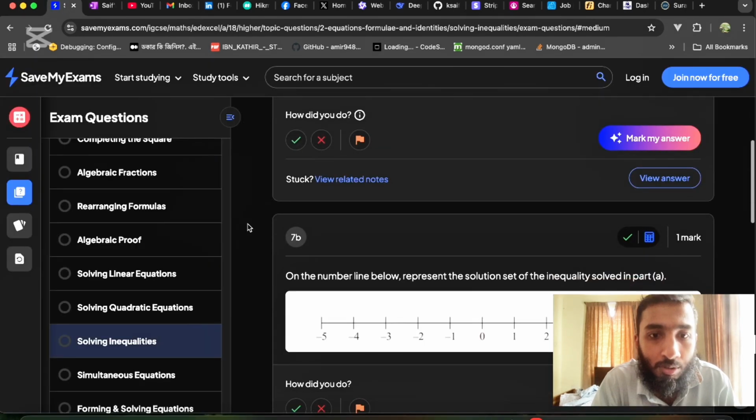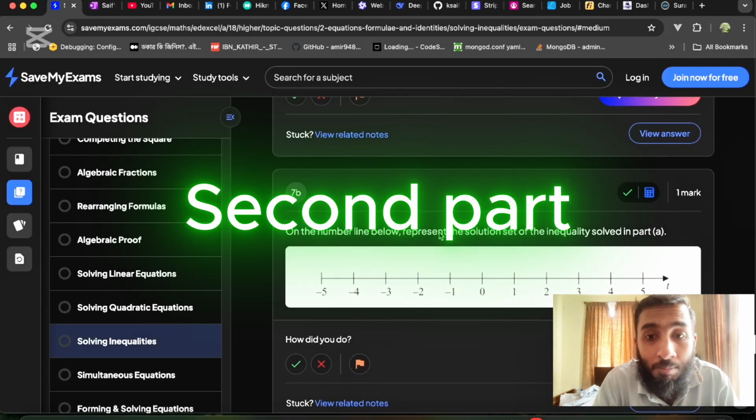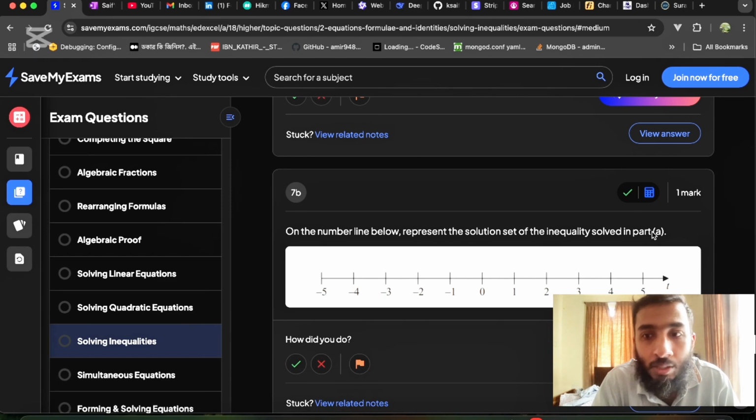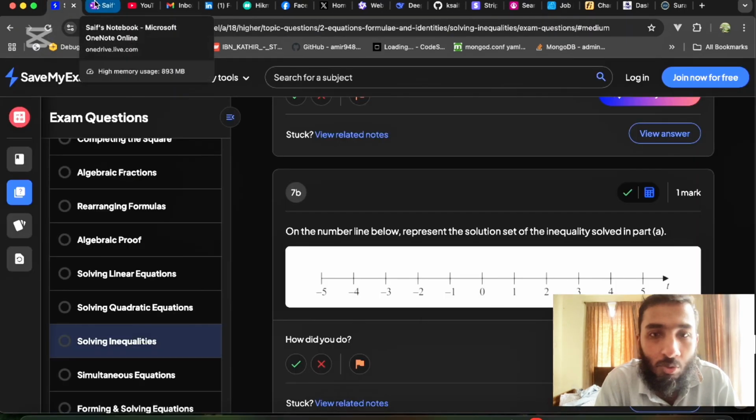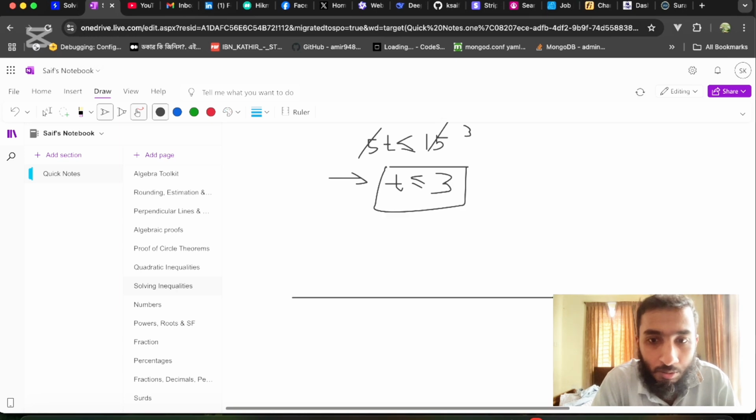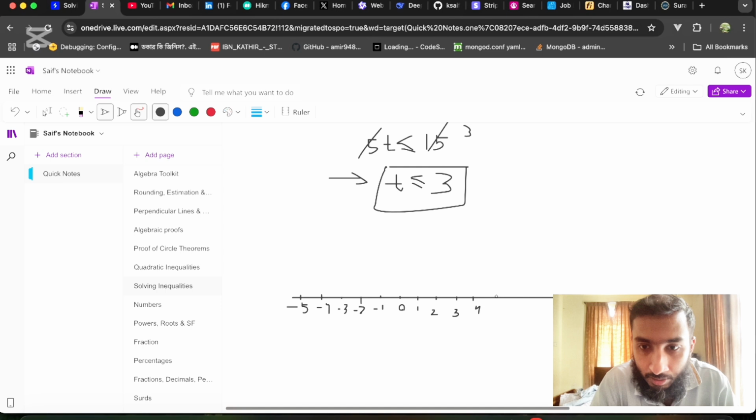So now if I focus on the second part, on the number line below, you represent the solution set of the inequality solved in part A. So I have solved it, t is less than or equal to 3. So I have to put this on this line. If I draw this line quickly, the line is: minus 5, minus 4, minus 3, minus 2, minus 1, 0, then 1, 2, 3, 4 and 5.